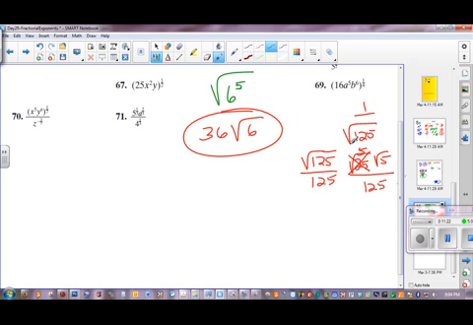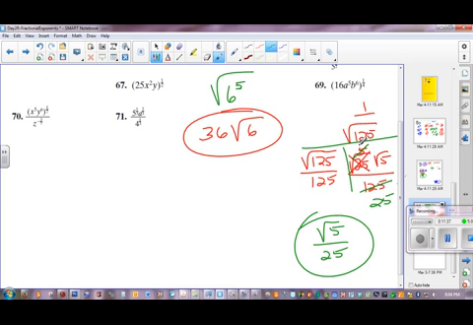And I'm going to change colors here. So on top we've got 5 radical 5. On the bottom we've got 125. I can take a 5 out of the top. If I take a 5 out of the bottom, it becomes a plain old 25. So it looks like our answer is square root of 5 over 25. And then we'll start working with the variables here.